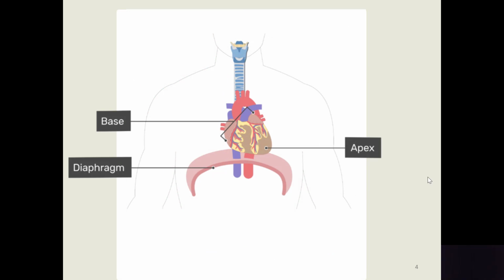The broad, flat portion of the heart is referred to as the base and is about 9 centimeters wide, and that is directed towards the right shoulder. The apex is the pointier surface of the heart, and that points inferiorly towards the left hip.